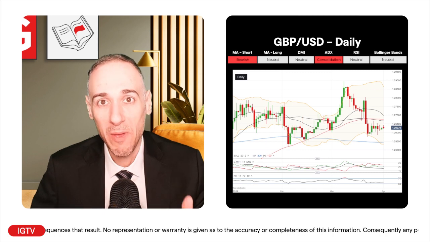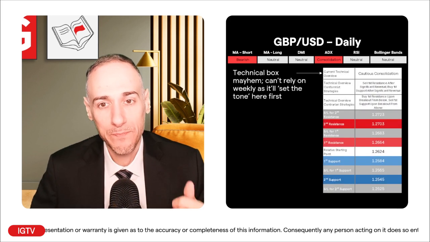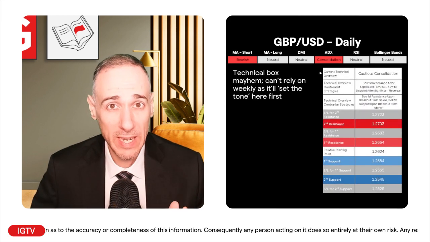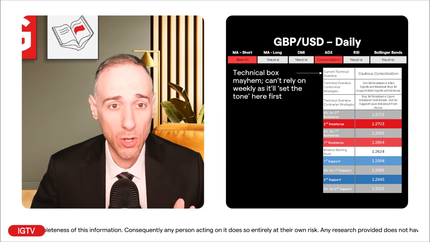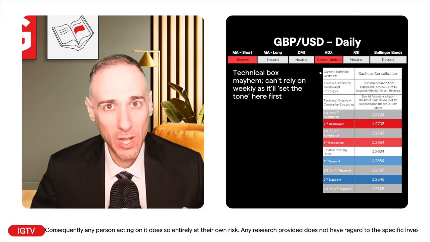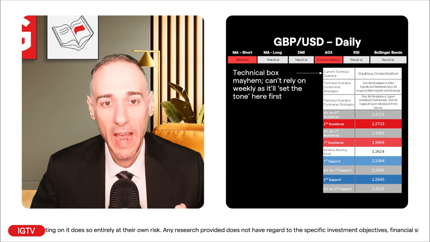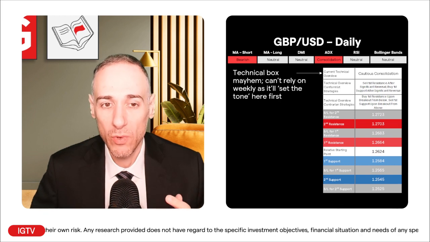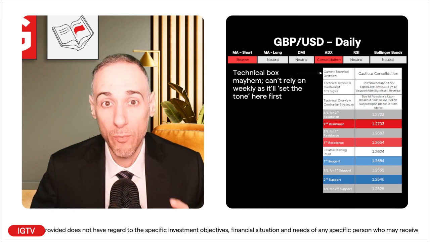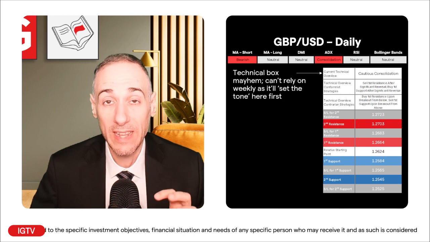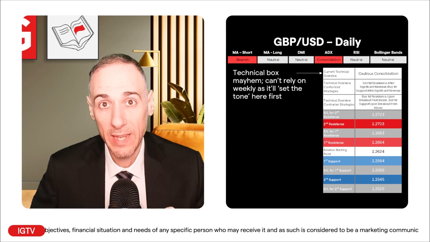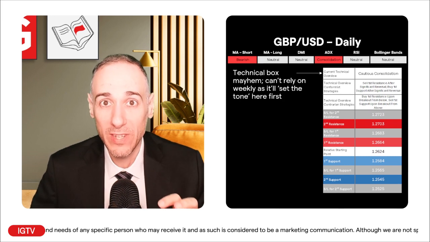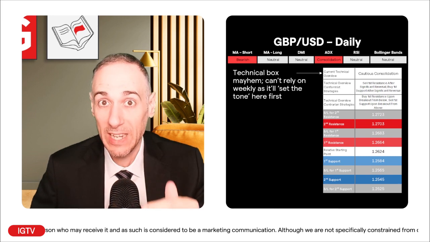Probably won't be the last time, but that just means that in the meantime, even though the overview, looking at the technical boxes and how it's come back down, is still a cautious one. Let's not forget there's a lot of mayhem when it comes to technical boxes, and you're not going to be able to, as I mentioned, rely on the weekly. If you are looking for a breakout, it's here where it's going to set the tone first and quickly, even if it ends up resulting in initial or secondary disappointment.